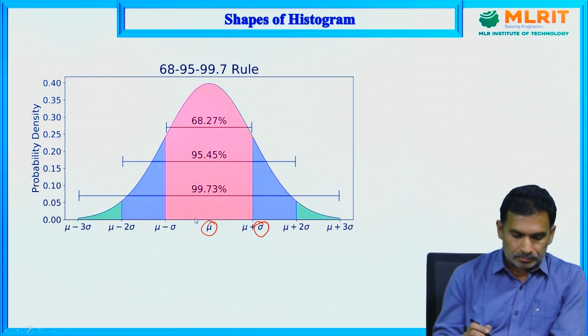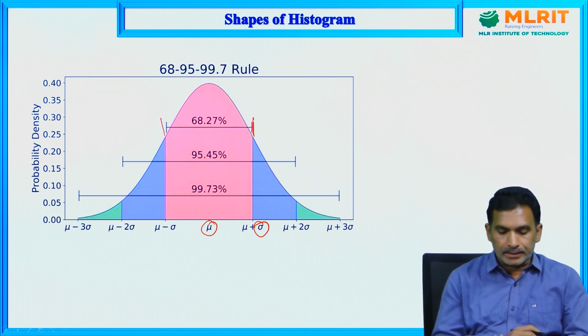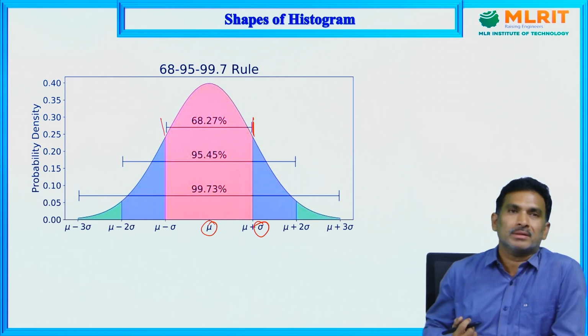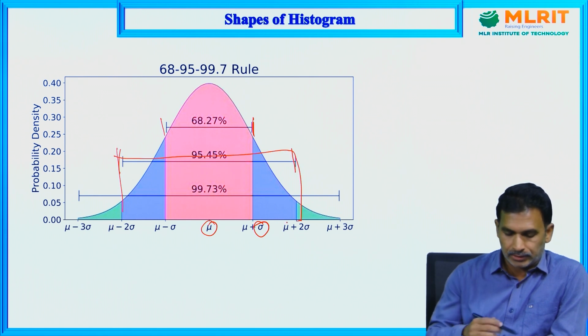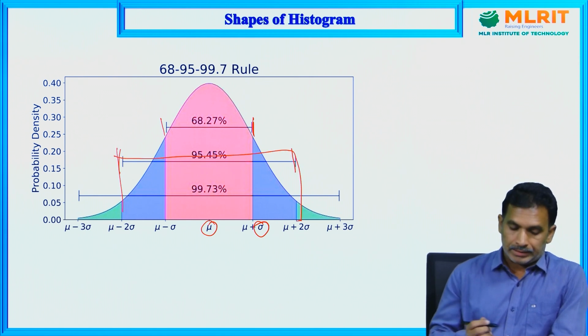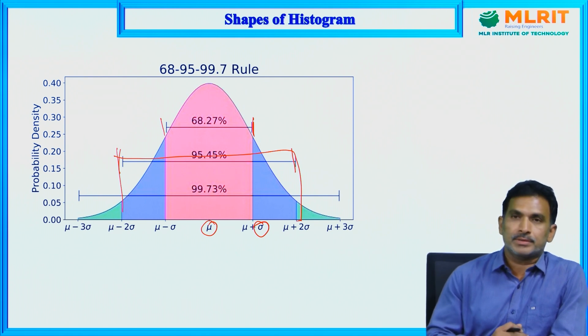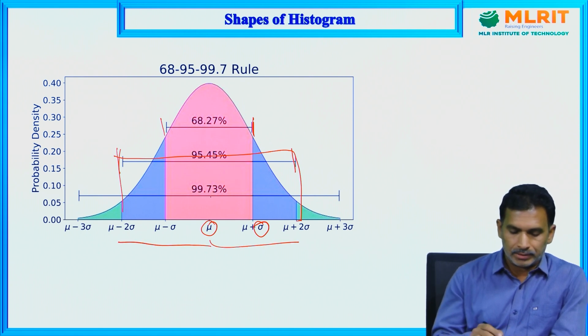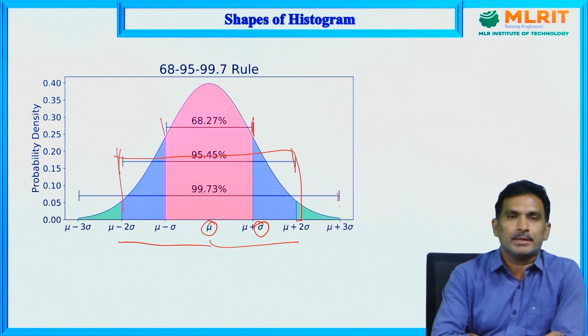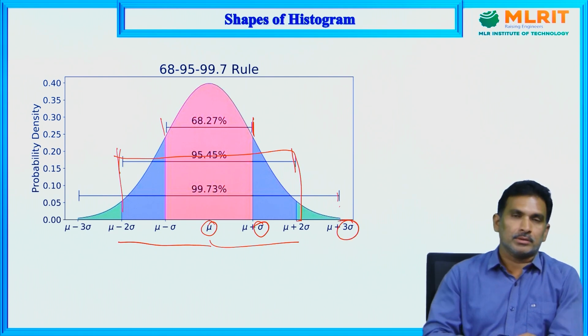So here the 68.27%, that means this is the range. That means 68.27% of the data is within one standard deviation of the mean. And whereas this limit, that means the data within this range, 95.4% of the data is within two standard deviations of the mean. And similarly, 99.73%, that means 99.7% of the data is within three standard deviations of the mean.